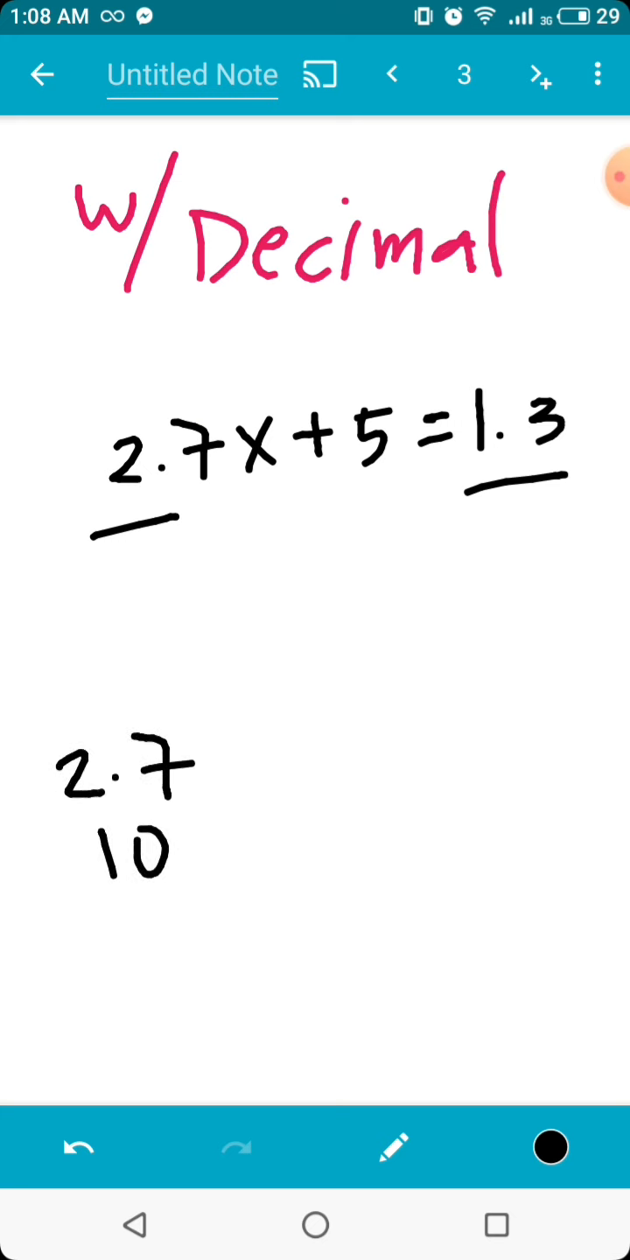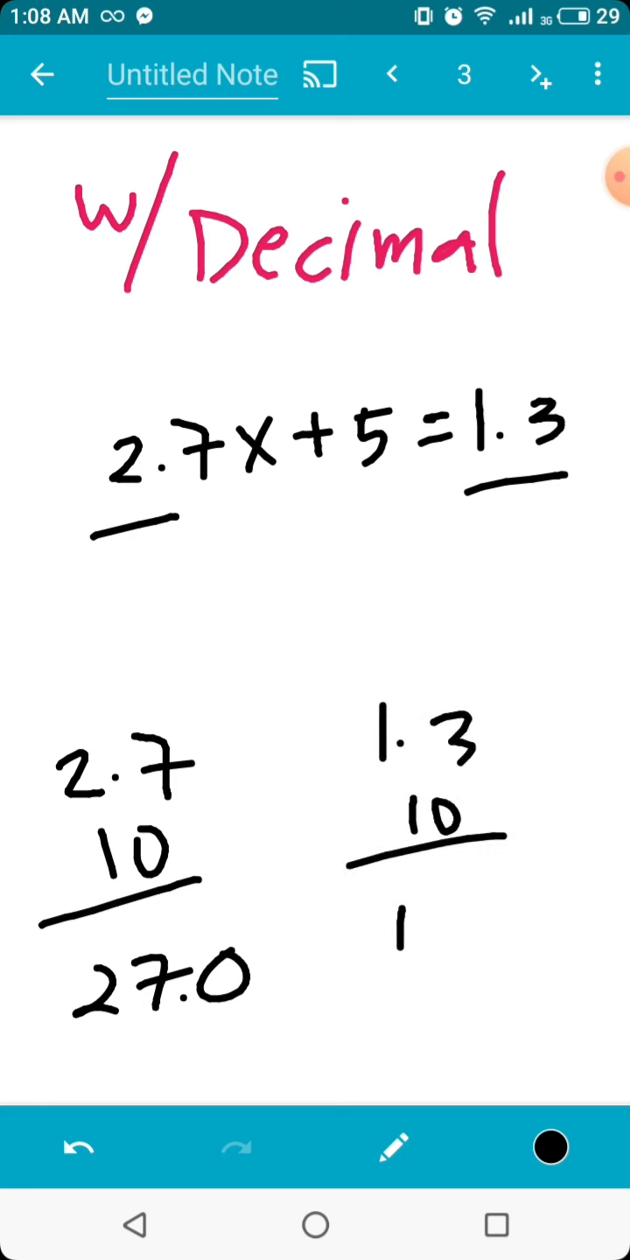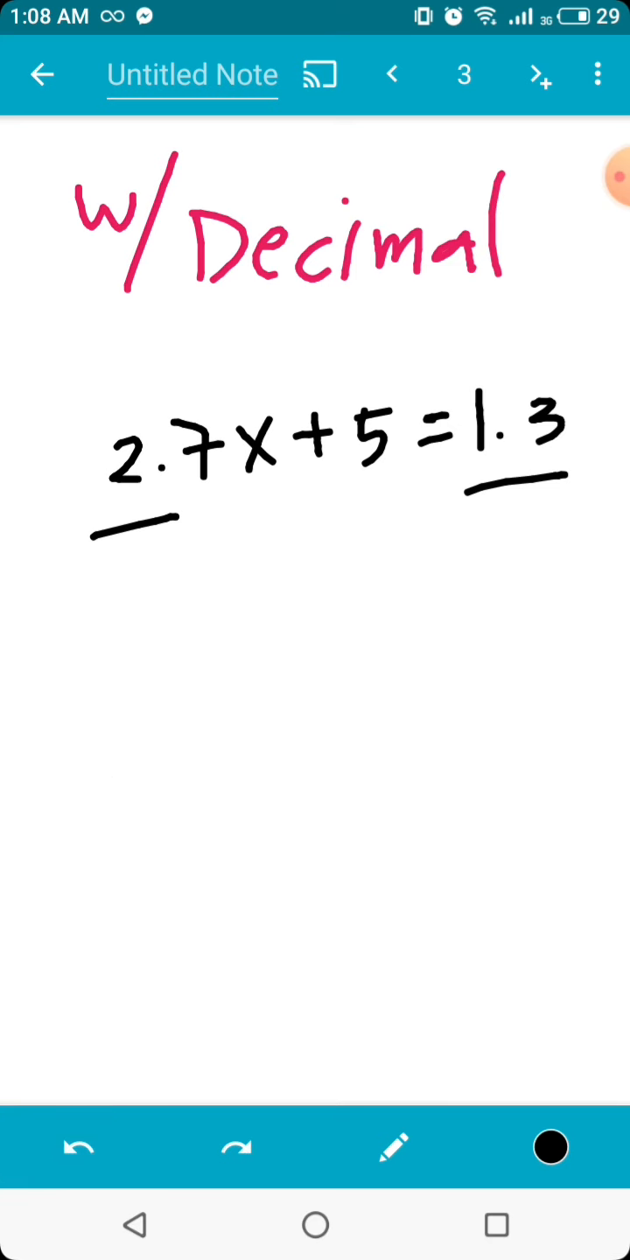So, pag yung 2.7 minultiply sa 10, di ba magiging 27 na. So, in short, buo na siya. And then, yung 1.3, pag minultiply natin sa 10, it will become 13. So, buo na rin siya. Okay? So, bali yung goal lang talaga natin, why we are doing this, is para maging buo yung may decimal number at para mas madali siyang isolve. Okay? So, again, multiply natin lahat ng term sa 10.